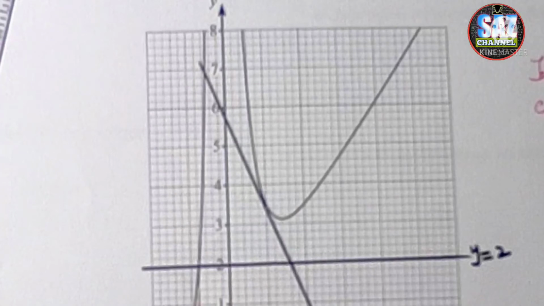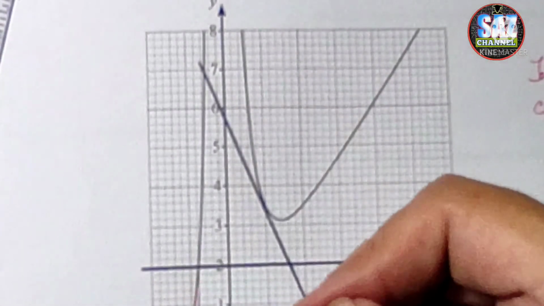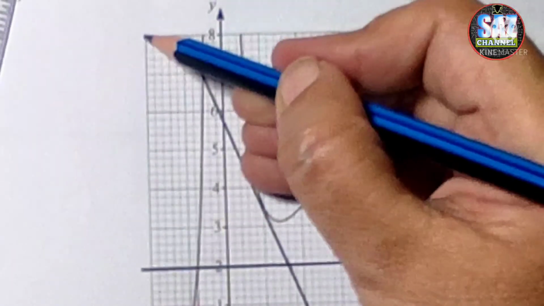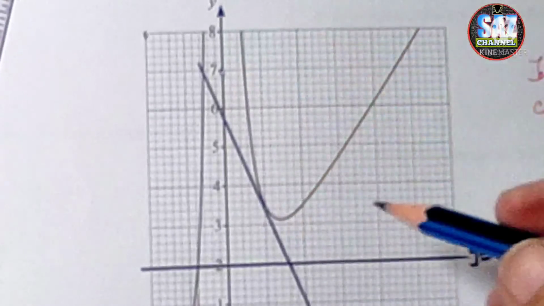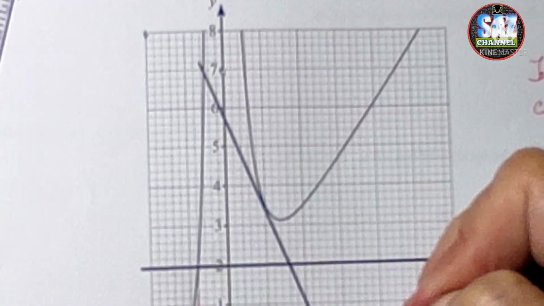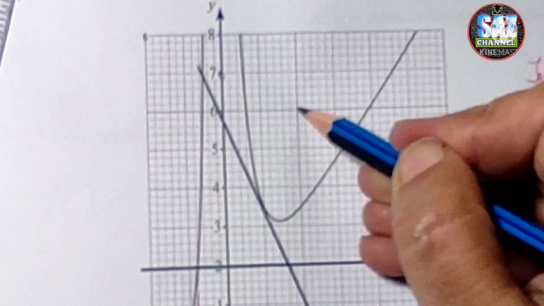Okay, when x is minus 1, y is 8. So y value will be coming here. When x is 0, y value is 7. When x is 1, y value is 6.